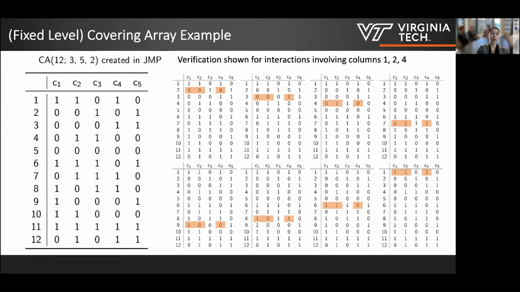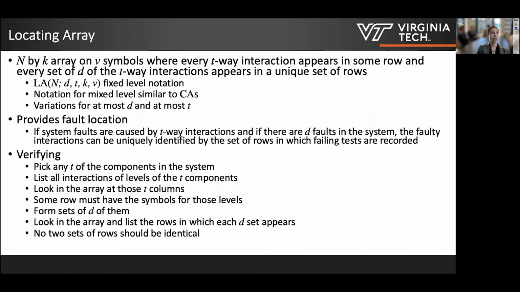There are methods that can be applied adaptively after the fact to dial down and run additional tests and try to figure out which one is causing the failure. But when we have a locating array and we have faults in the system, then we can uniquely identify the interactions that are causing the fault. They're not masked by others, or I should say obscured by other faulty interactions.